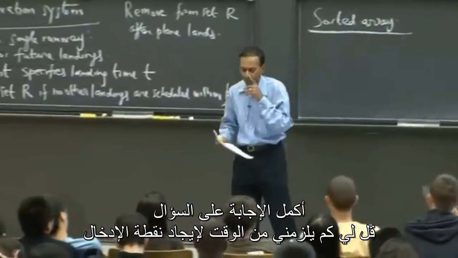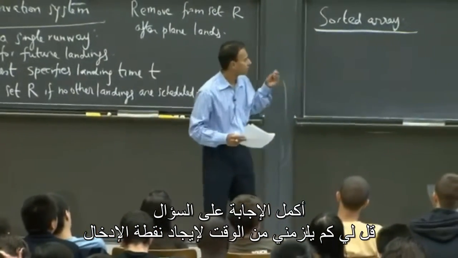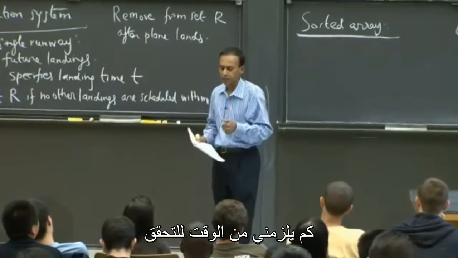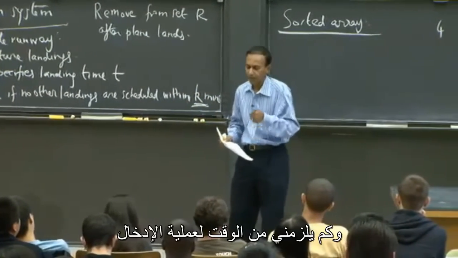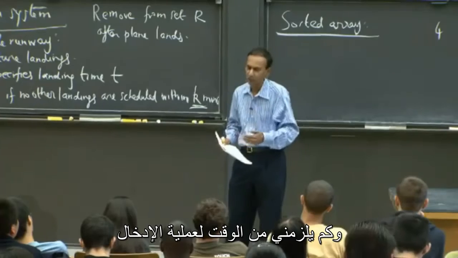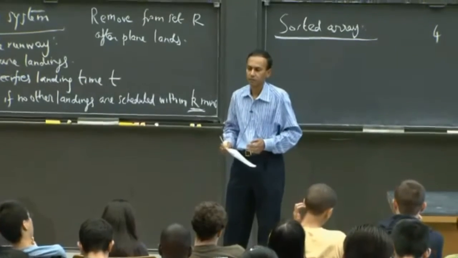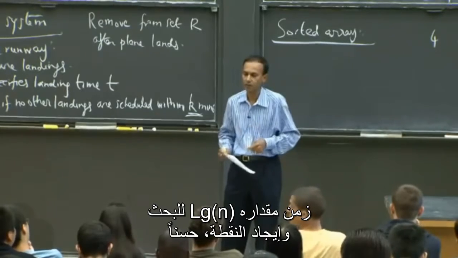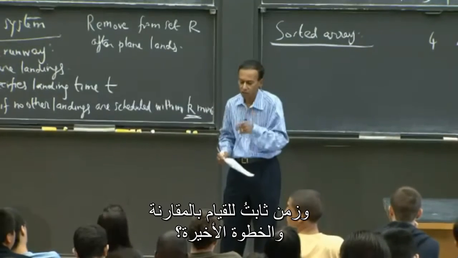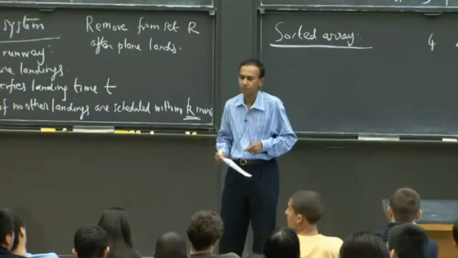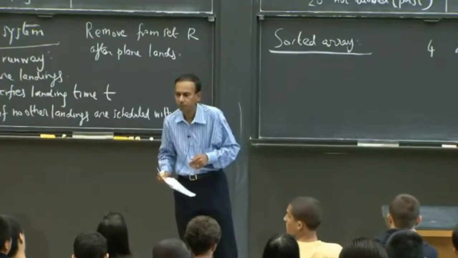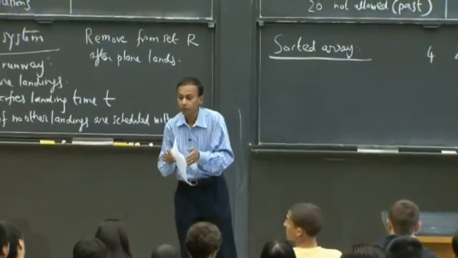So finish up the answer to the question. Tell me how long it's going to take me to find the insertion point, how long it's going to take me to do the check, and how long it's going to take me to actually do the insertion. Log n to do the search. Log n for the search to find the point, okay? Do the comparisons. Constant to do the comparison, and then the last step? The insertion should happen. Sorry, a little louder. Sorry? The insertion is constant.